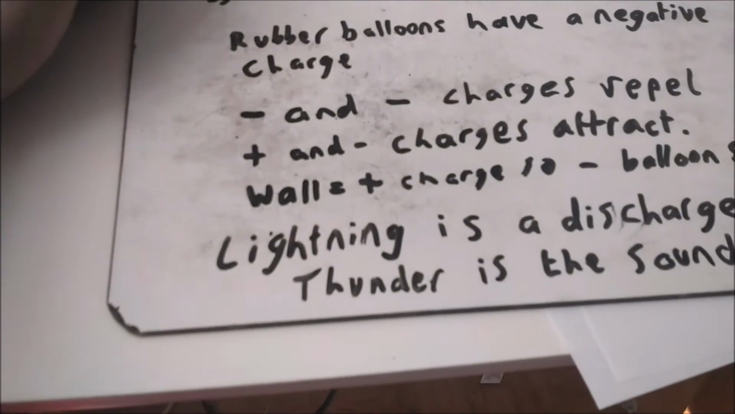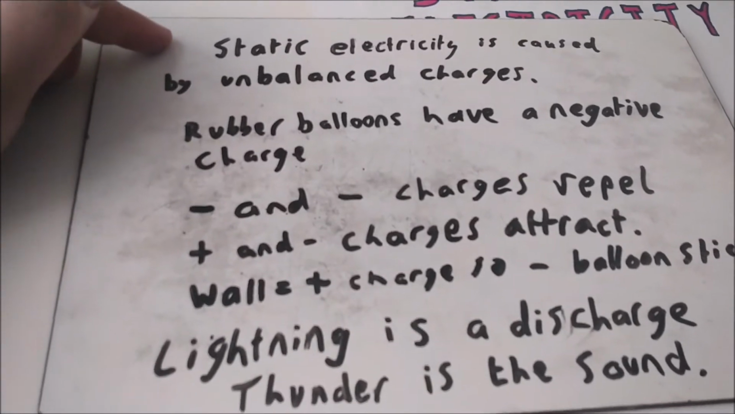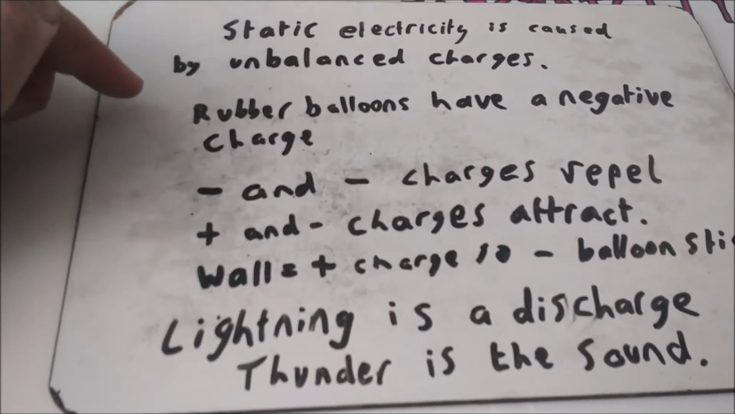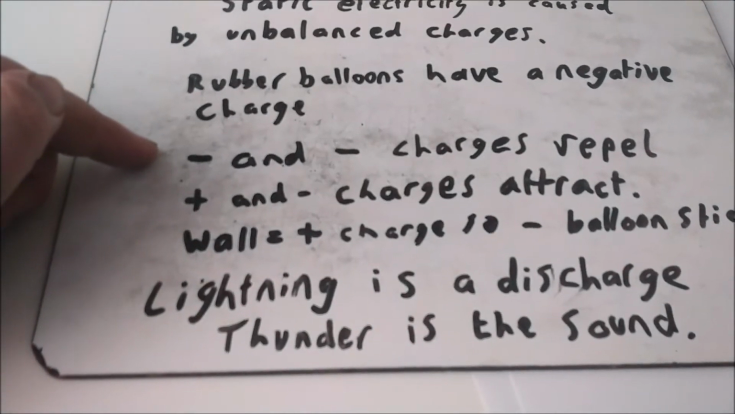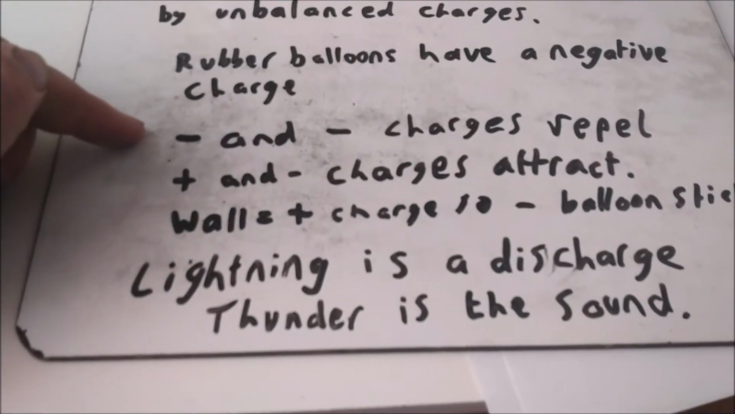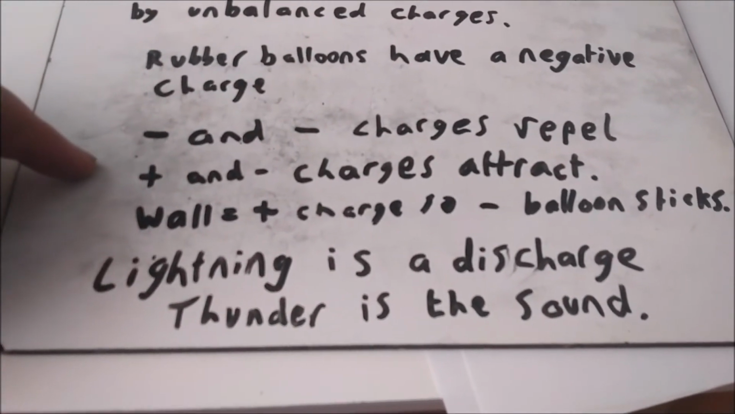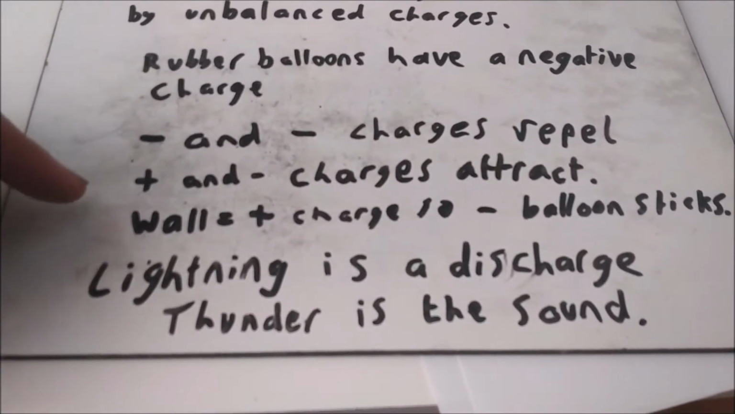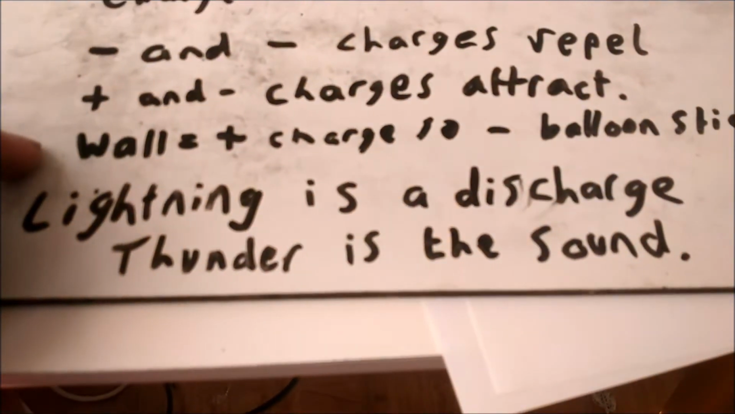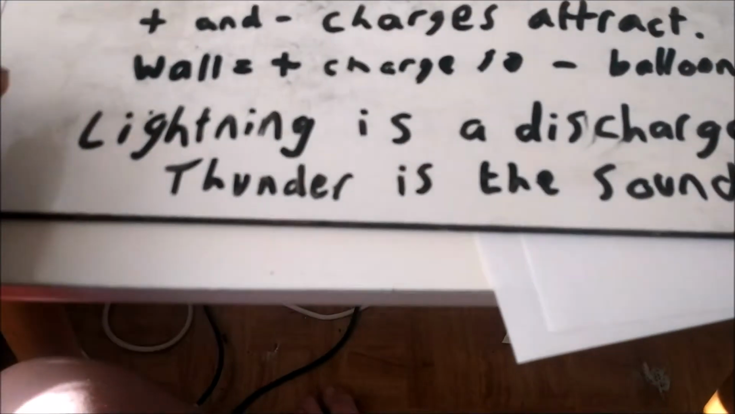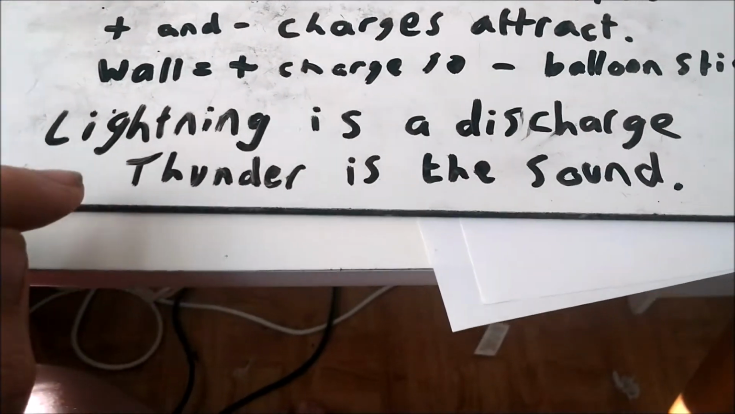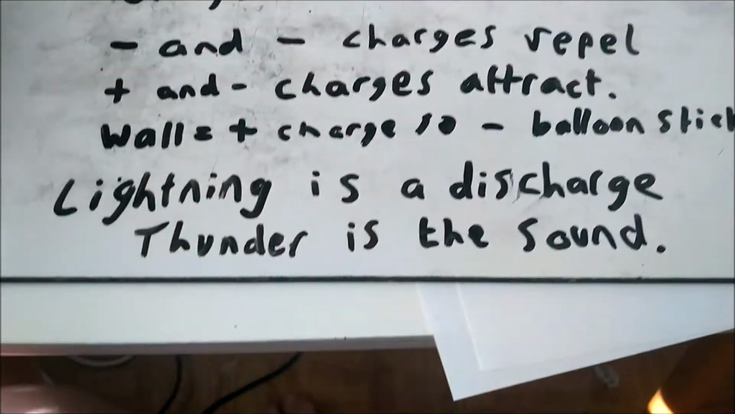So the interesting facts I found: static electricity is caused by unbalanced charges. Rubber balloons have a negative charge. Negative and negative charges repel one another. That means they push one another apart. Positive and negative charges attract one another. A wall is a positive charge, so a negatively charged balloon sticks. Lightning is an example of a discharge, and thunder is the sound that lightning makes.